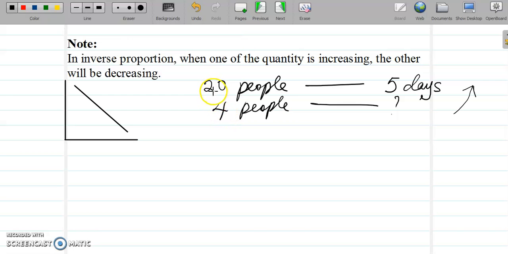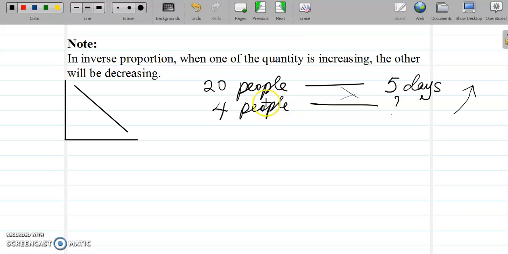When they are 20, the number of days is 5. It takes 5 days to complete the work. Now they have decreased to 4 people, so the number of days will increase. A mistake our students always make in this case is to cross multiply. Don't cross multiply, because if you cross multiply, you are talking about direct proportion. Some will say 4 times the dividend. No, that is direct proportion.